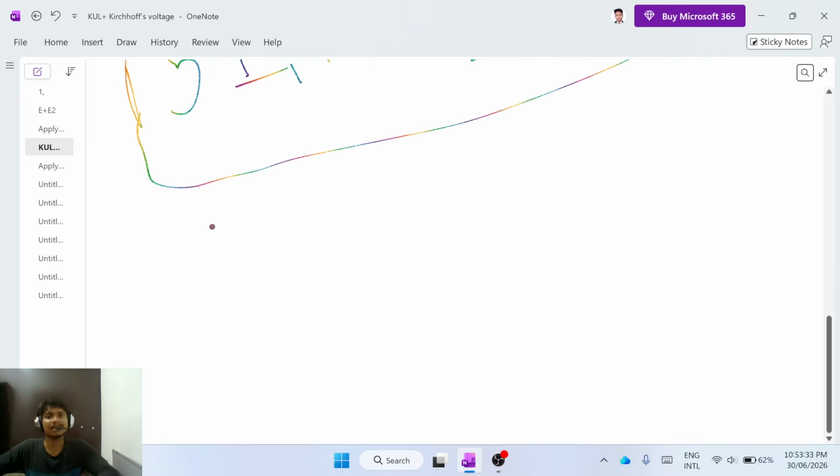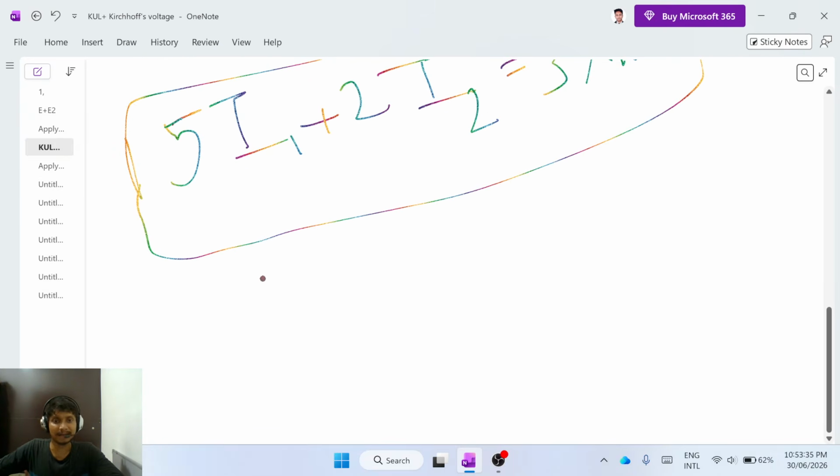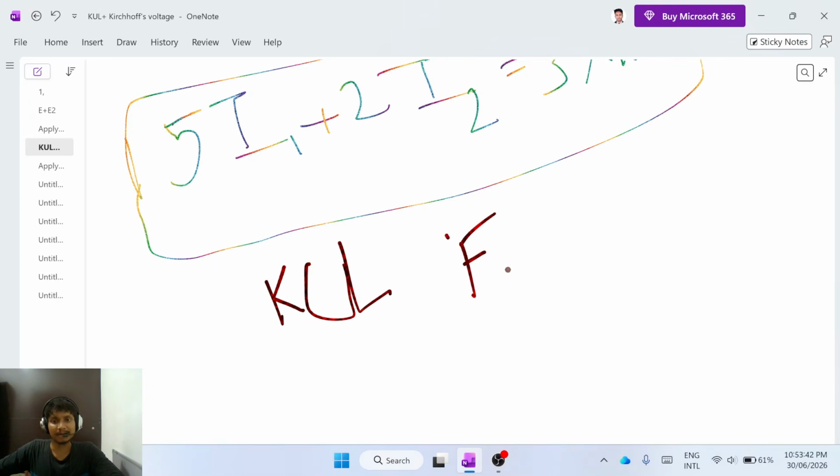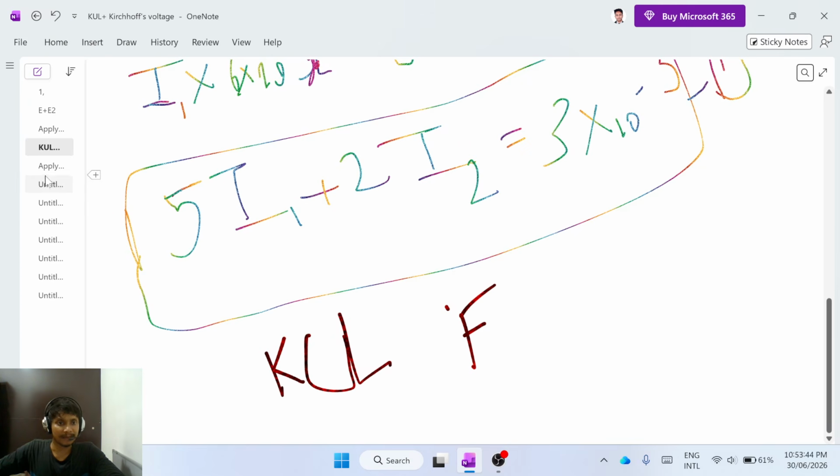That's why we first used KCL at point F. Now there are two equations and two unknown variables. Therefore, we can find I1 and I2.